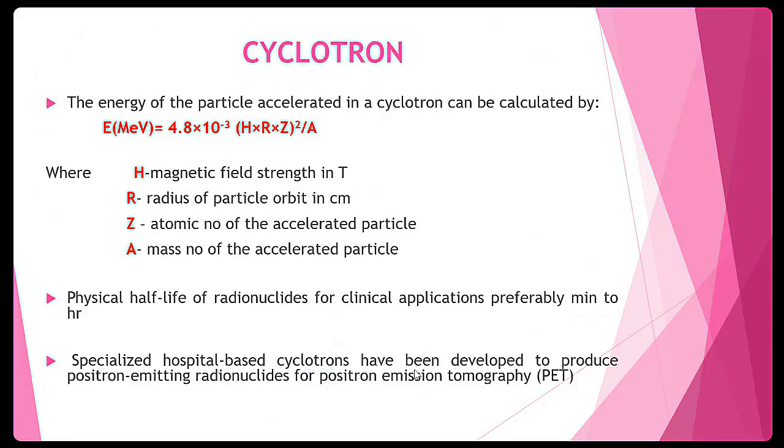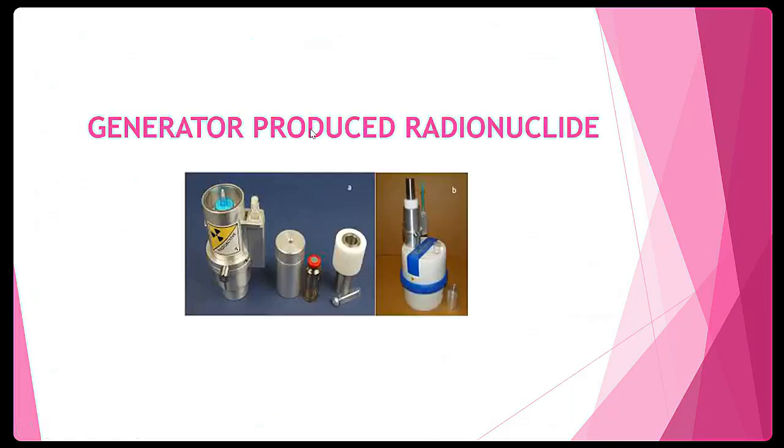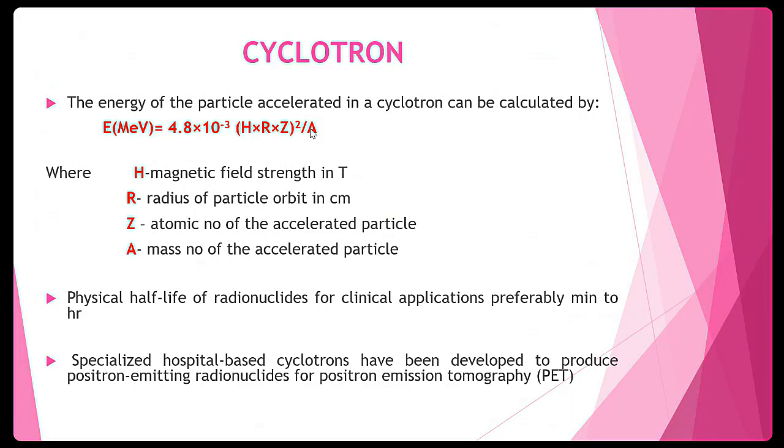The energy of the particle in the cyclotron can be calculated with an equation: energy is equal to 4.8 into 10 raised to minus 3 into H into R into Z, whole square, by A. H stands for the magnetic field strength, R stands for the radius, Z stands for the atomic number, and A stands for the mass number. So that is about accelerator produced radionuclide.